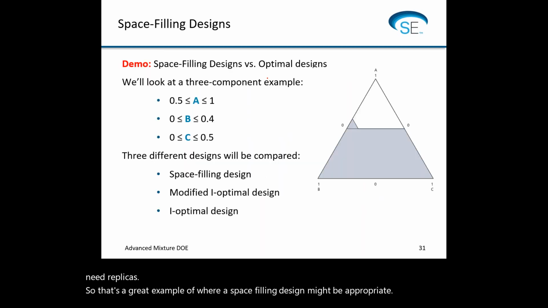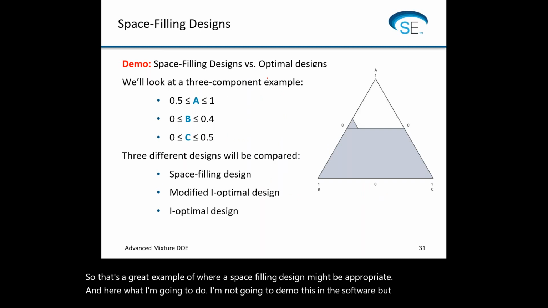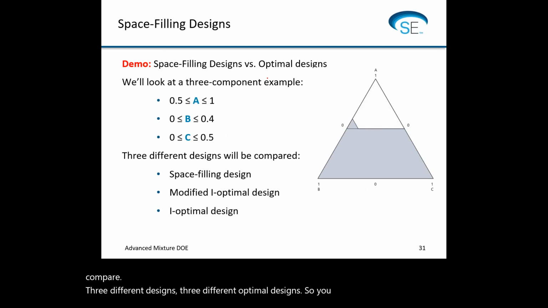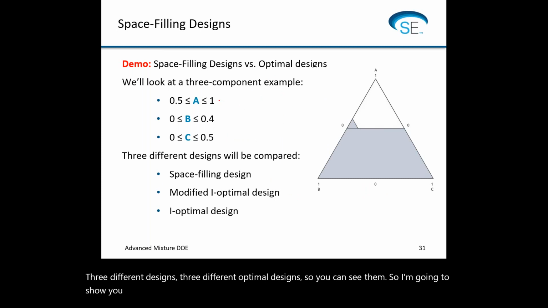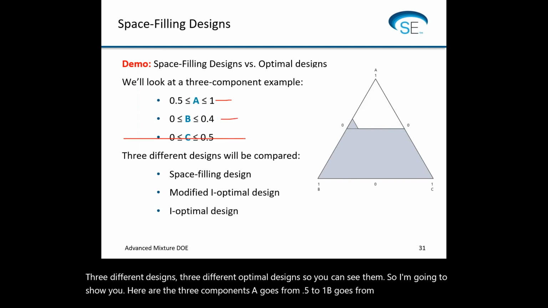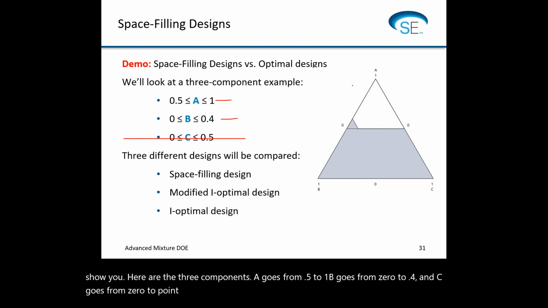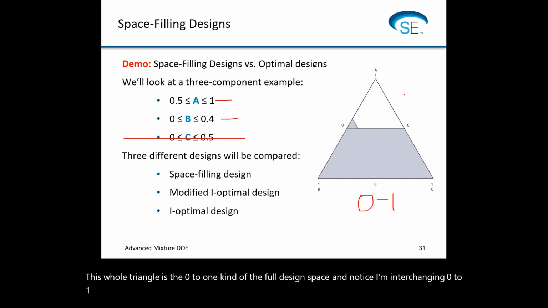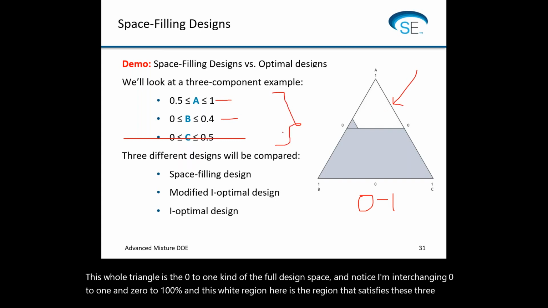And here, I'm not going to demo this in the software, but I'm just going to compare 3 different optimal designs so you can see them. Here are the 3 components. A goes from 0.5 to 1, B goes from 0 to 0.4, and C goes from 0 to 0.5. This whole triangle is the 0 to 1, the full design space. And notice I'm interchanging 0 to 1 and 0 to 100%. This white region here is the region that satisfies these 3 constraints.